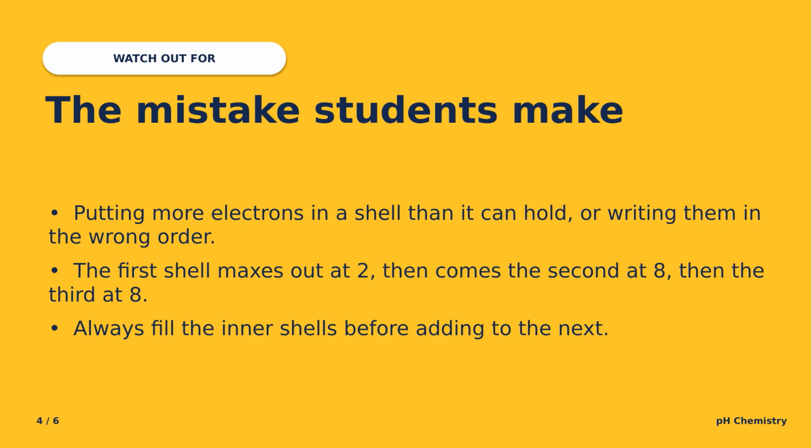Common slip: putting more electrons in a shell than it can hold, or writing them in the wrong order. The first shell maxes out at 2, then comes the second at 8, then the third at 8. Always fill the inner shells before adding to the next.